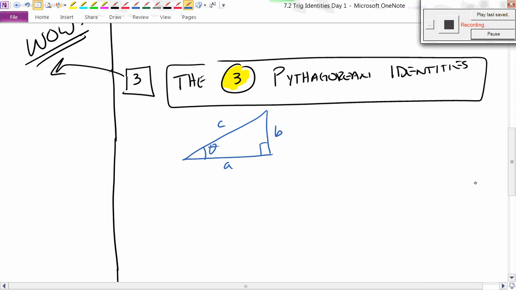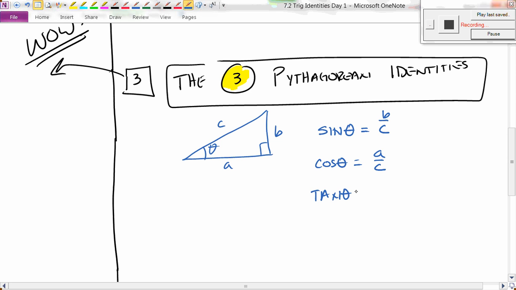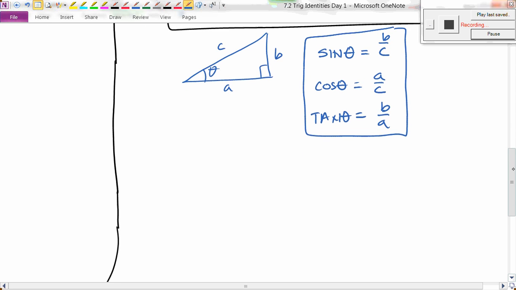So I have a little picture over here, right? It's a right triangle because the little square says so, and I have A, B, and C all written down together. Okay. So according to my picture, what will the sine of theta have to be? B over C. What would the cosine of theta have to be? A over C. And what would the tangent have to be? B over A. Good. I want you to just keep that in the back of your minds for just 1 second.